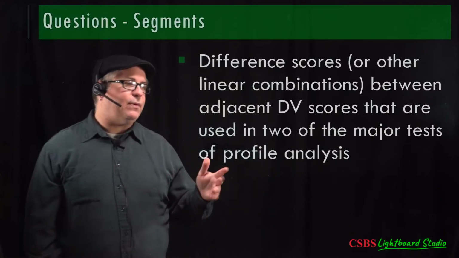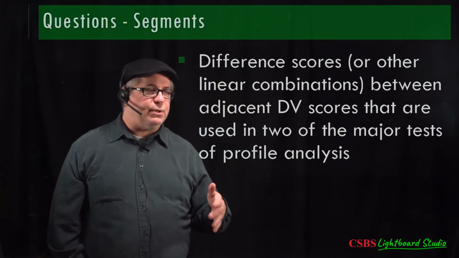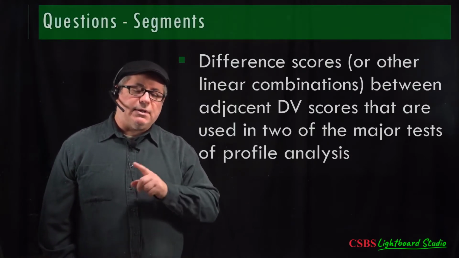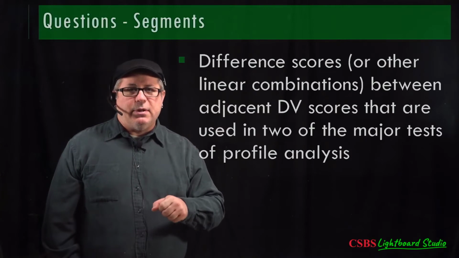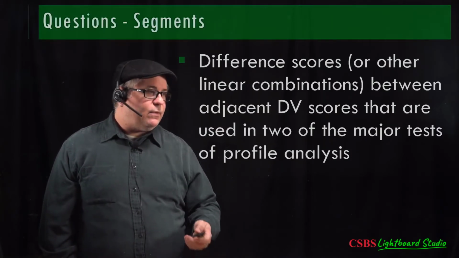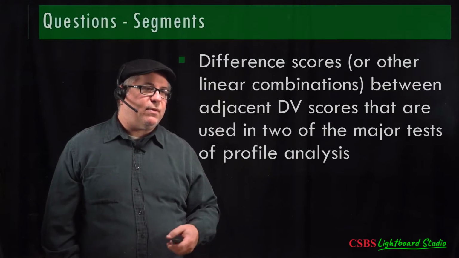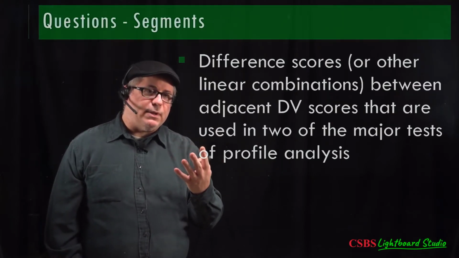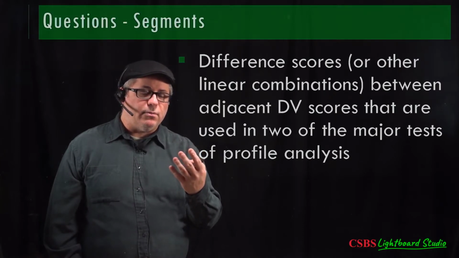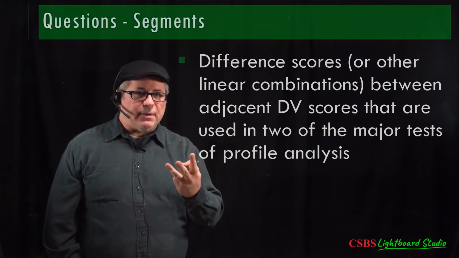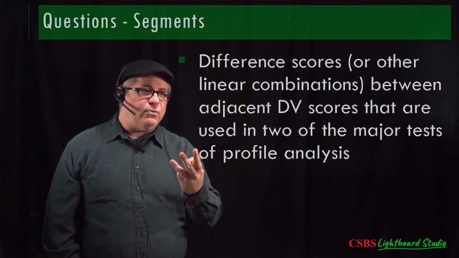There are actually other kinds of linear combinations that you can do, but typically what they do is they take adjacent DVs, like time 1 and time 2, time 2 and time 3, and they subtract them. What that does is create difference scores. So instead of having 4 individual time points, let's say time 1, time 2, time 3, time 4, you're going to end up with 3 segments. Each of those represents the difference between adjacent time points.